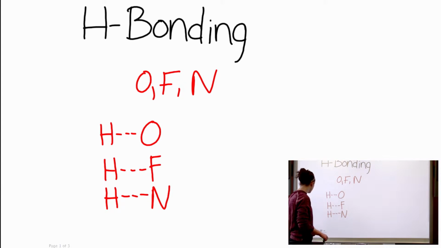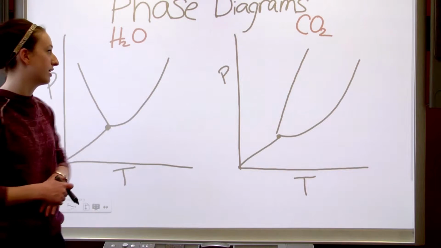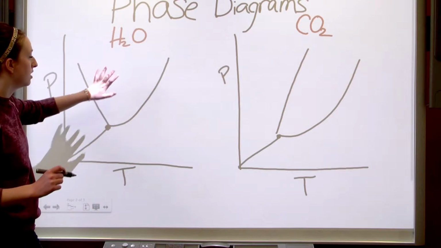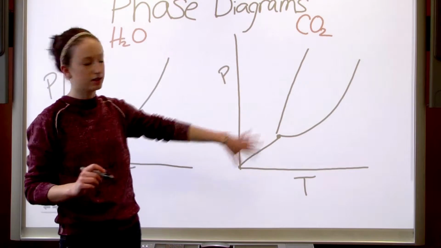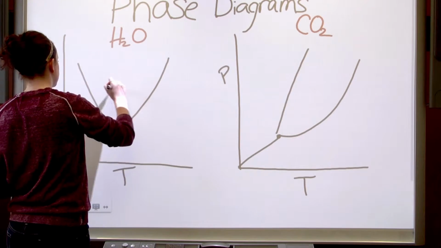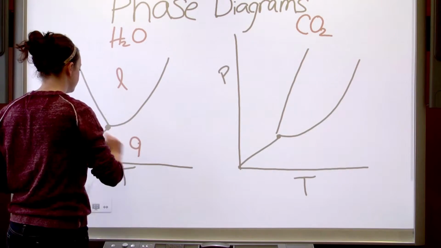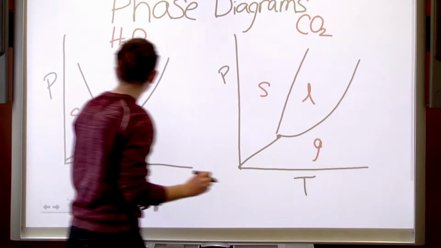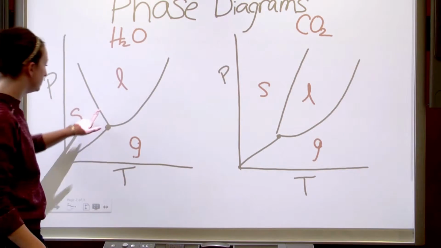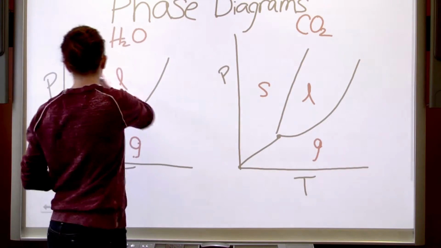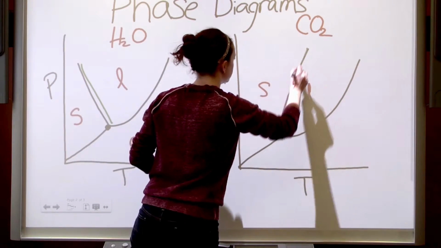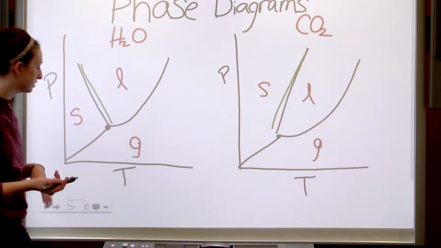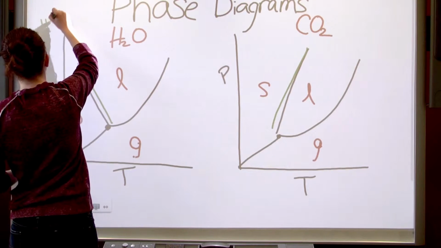So the first thing we're going to talk about are your phase diagrams. Just as a quick review, when you're looking at a basic phase diagram, I have a phase diagram of water and carbon dioxide up here. This is solid, liquid, and gas for each one of them. You'll notice the border along the solid and liquid phase, right here and here, have very different slopes for both H2O and CO2. And the reason for this is, of course, H bonding.